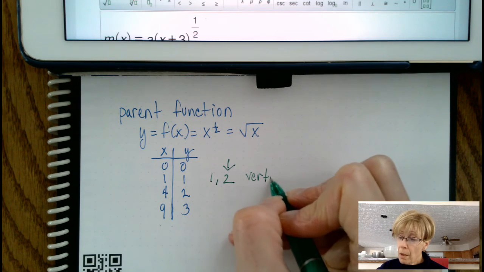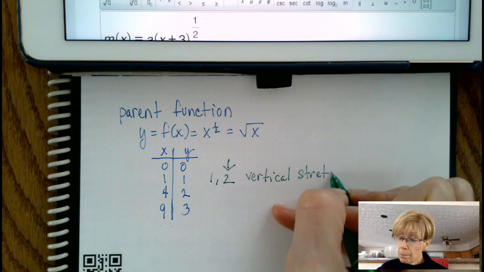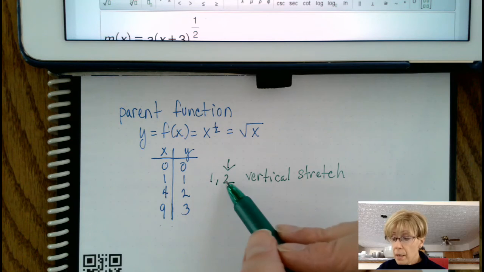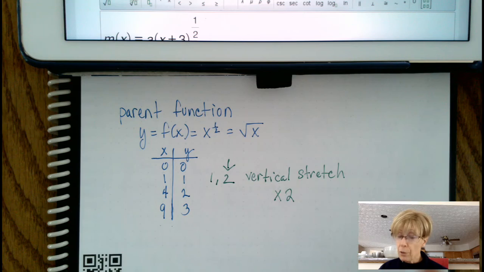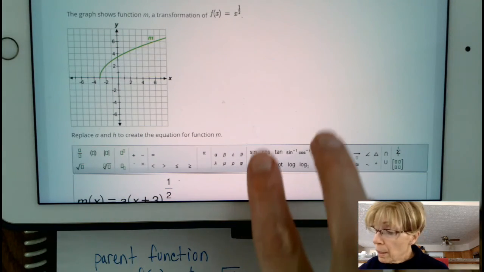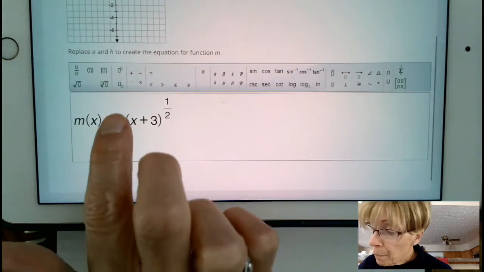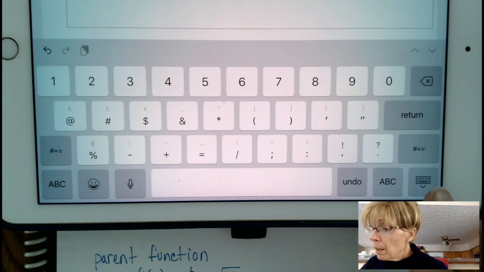And again, did 1 times 2 to get 2. So it's going to be a vertical stretch by a factor of 2. So when we come back over here to the iPad, easier said than done for me to fill in, but the a then is going to become 2. And again, if we're unsure about that, which I'm sure about it, but go into Desmos, does that match the picture here?